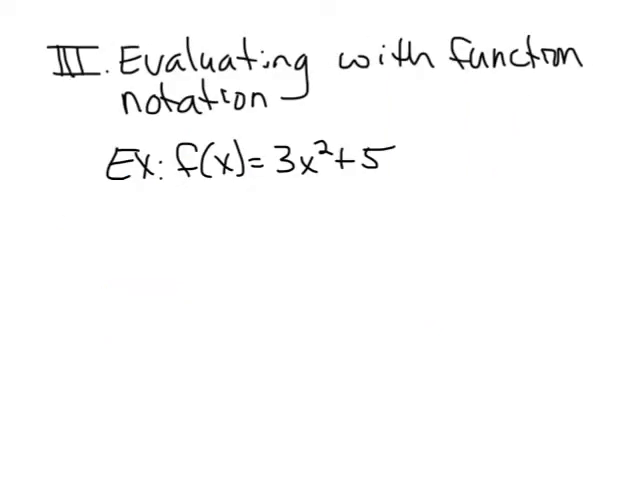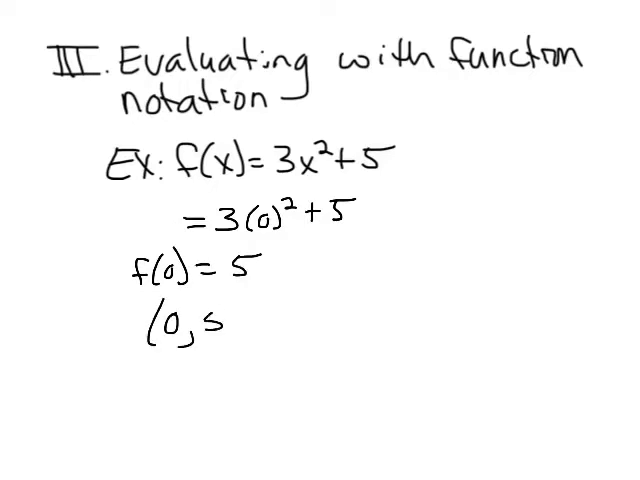Finally, we're just going to review evaluating with function notation. Basically, if you're given a function, f of x, and you want to evaluate, let's say we want to find f of, well, we'll start with the easiest one, f of 0. All you do is you take the 0, replace x with it, and evaluate your right-hand side. Whenever you evaluate the function at 0, all you end up with is the constant. So f of 0 is 5, written as a coordinate point, (0, 5).